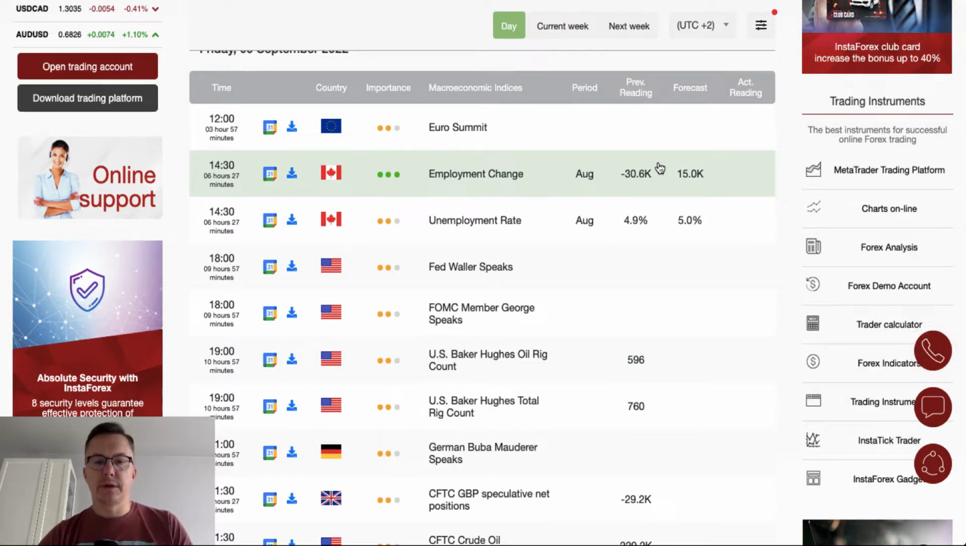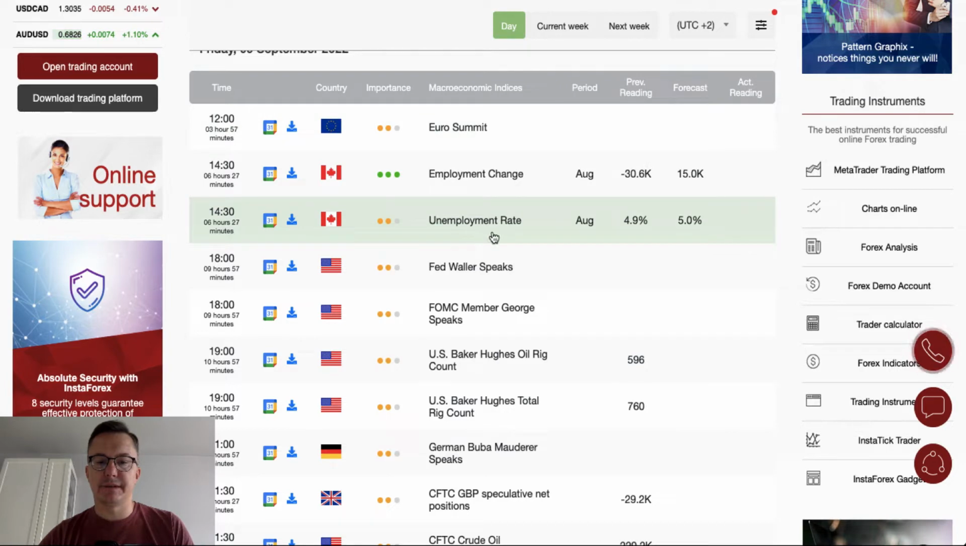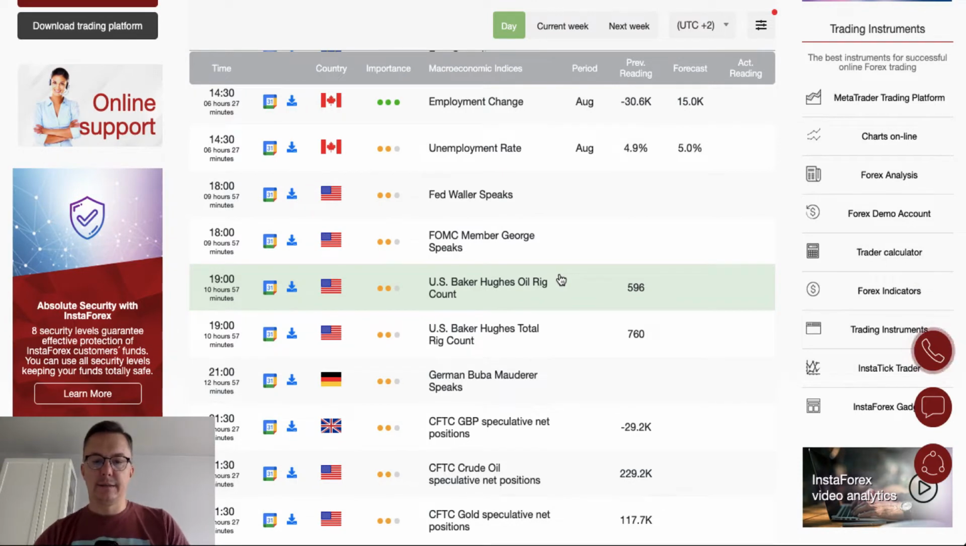However, today there is still the Euro Summit that will continue through all of the Friday and possibly for the rest of the weekend. Employment change data and unemployment rate data from Canada scheduled for 2:30. As you can see, unemployment rate is expected to increase from 4.9% to 5% in Canada. So we'll definitely take a look at the Canadian dollar chart.